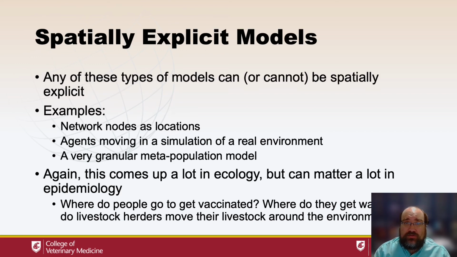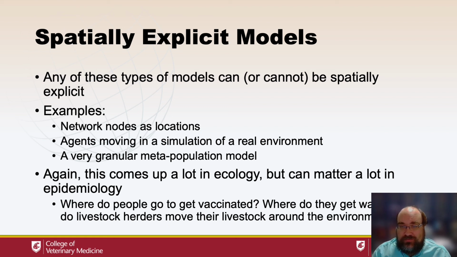So one thing I do want to touch on is what are called spatially explicit models, which are models that account for where we are in space. So all of these models can or cannot be spatially explicit. If we think about network models, the nodes of a network can be locations. And indeed, often the link between metapopulations and network models is that metapopulation models represent places and they exist as networks.